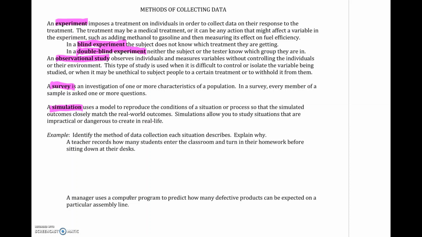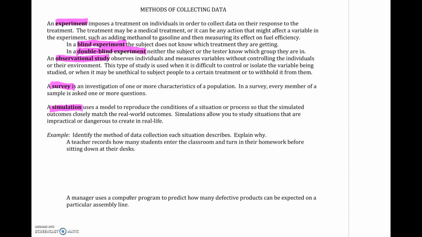It doesn't necessarily have to be dice or flipping a coin. It could be something more intensive. But it's, again, when it's not feasible or not practical or too dangerous to do it out in real life. Okay? So these next examples are just identifying the method of data collection and explaining why we identified it as that.